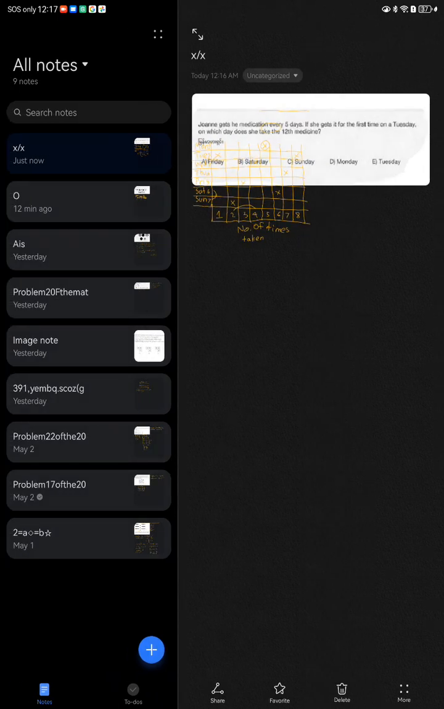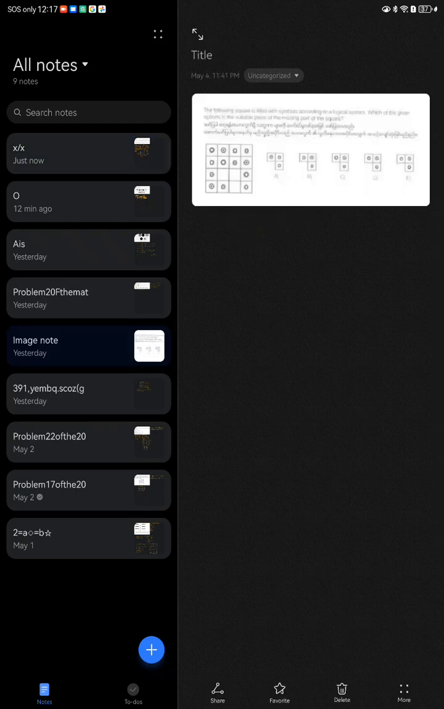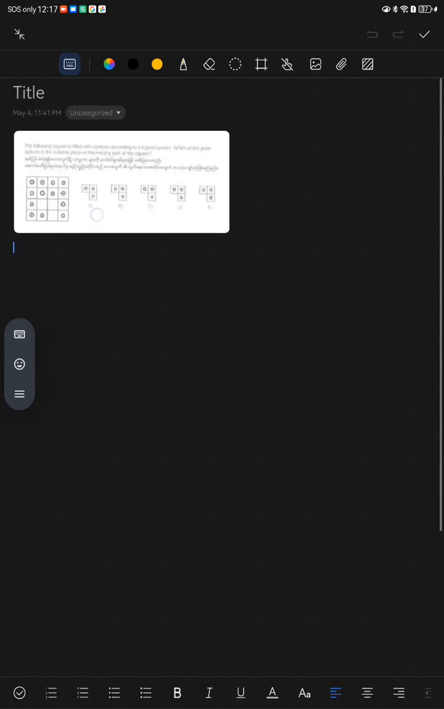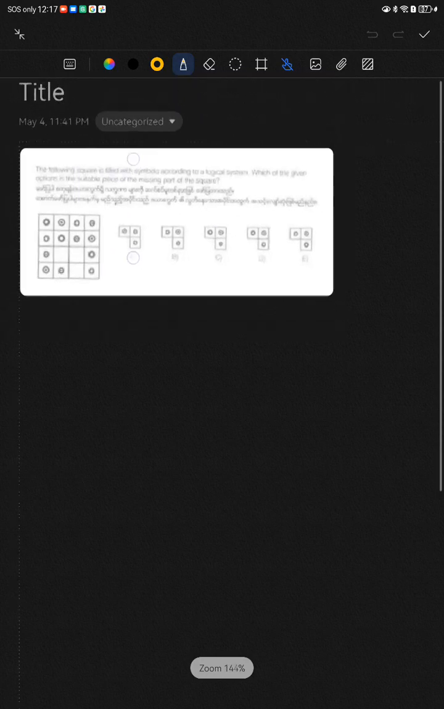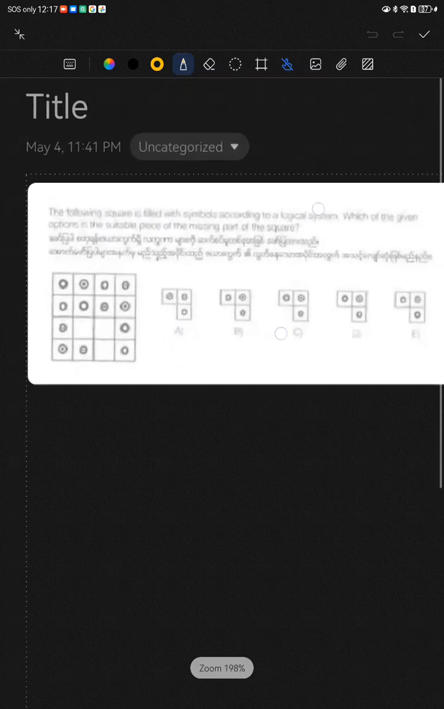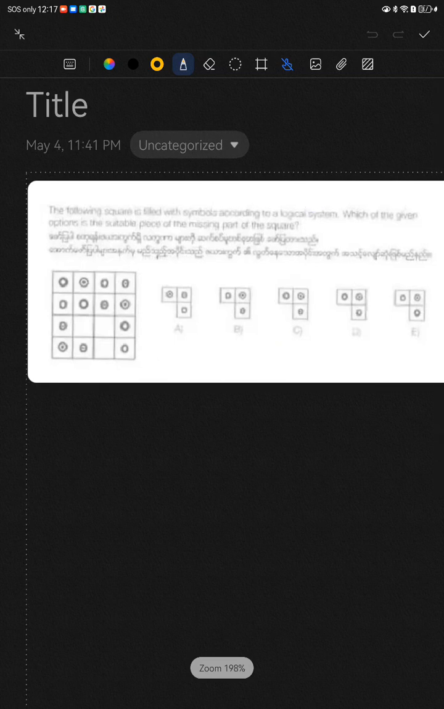Okay. Now it's time for the ultimate problem. Moving on to problem 5. The following square is filled with symbols according to a logical system. Which of the given options is the suitable piece for the missing part of the square?